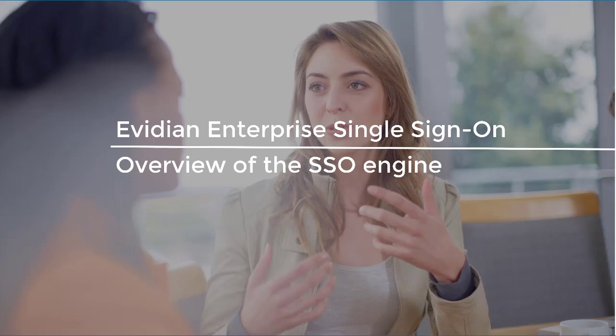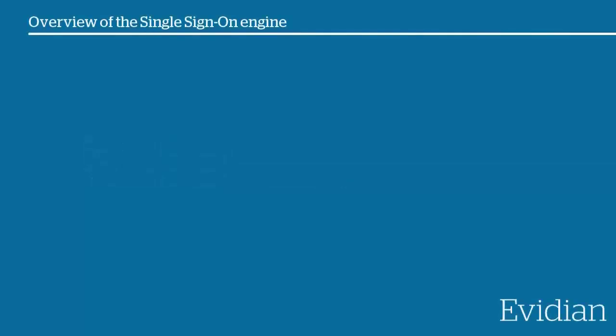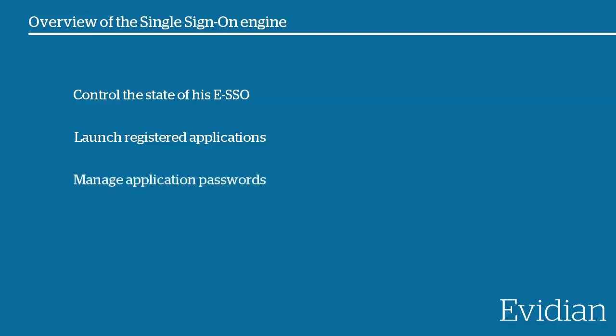Hello. In this tutorial, I will present to you the SSO engine and how to navigate through the different features. The SSO engine allows the user to control the state of his ESSO, launch his applications registered in ESSO, manage the passwords of his applications, access his personal notes protected by his ESSO password, and consult his audit trail.